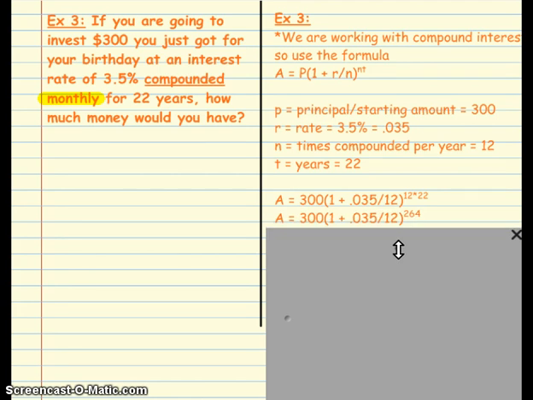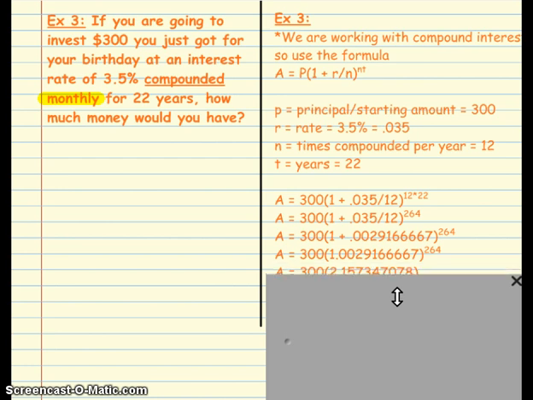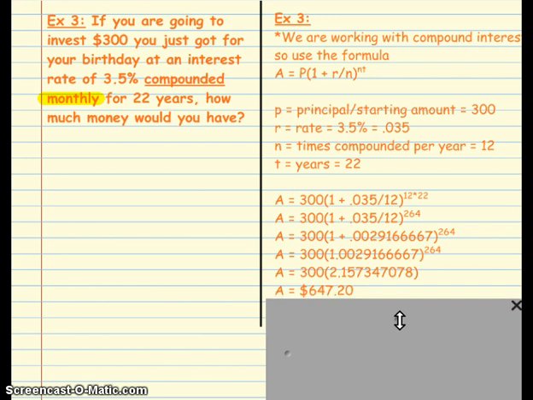Let's figure out what our exponent is. 12 times 22 is 264, and I guess we could have started with 0.035 divided by 12, which gives us this long decimal. Then we need to add together the decimals in the parentheses. Now we've got to do our exponents of the 1.0029 to the 264th power, and we get 2.157347078 times 300, and we're working with money, so we get $647.20.